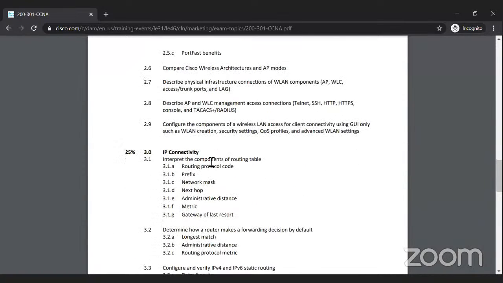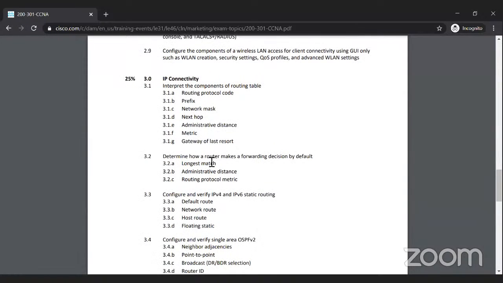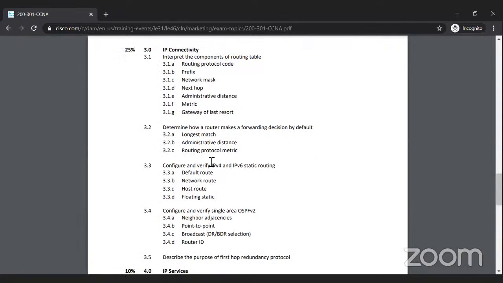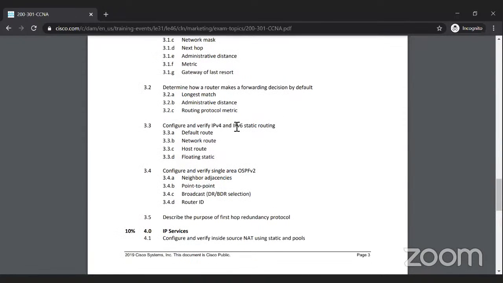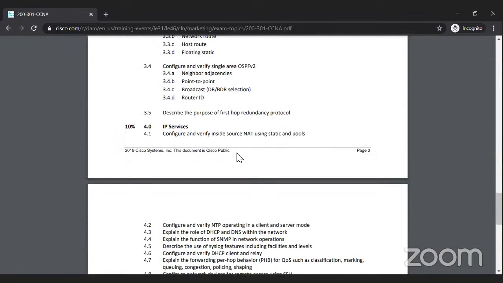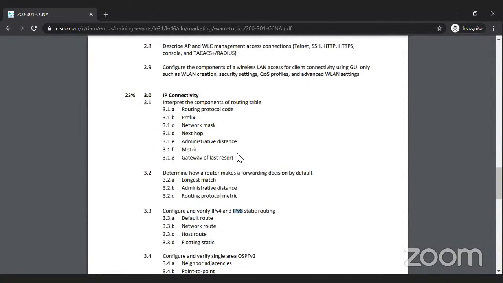Then comes the third module, which is IP connectivity, where we'll learn about the different IP routing protocols, the meaning of the different parameters like AD, that is administrative distance, the routing protocol metric for RIP, for OSPF, for EIGRP, for BGP. Then we'll also see IPv4 and IPv6 static routing. So this is related to the IP connectivity.